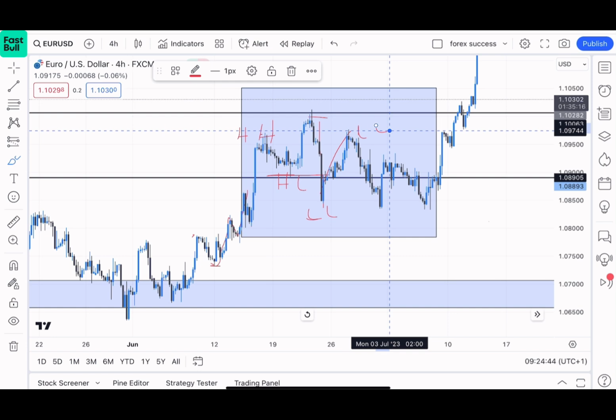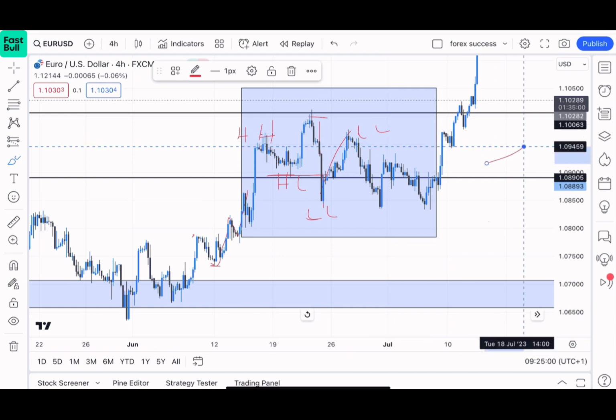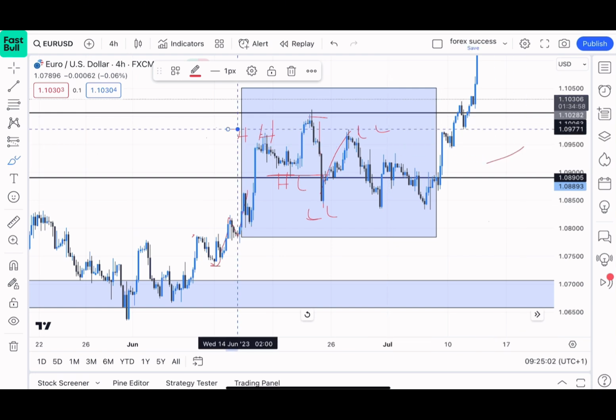When this happens, this is what we do as SMC traders, where we understand what order block means. So what is an order block? An order block is the candle that is used to sweep out liquidity. First of all, you need to understand that there are liquidity lines around these areas.